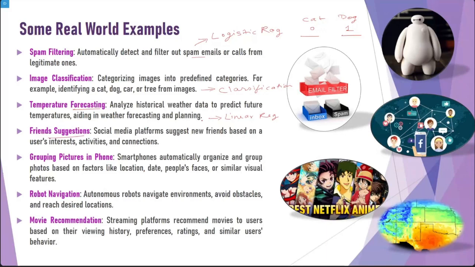Friend suggestion. Friend suggestion can use classification as well as clustering. Both are applicable. Similarly, the same for movie recommendation: classification and clustering are both applicable for these two.